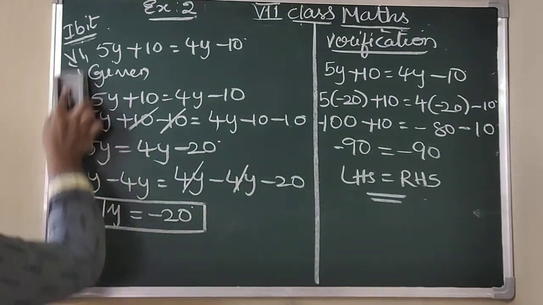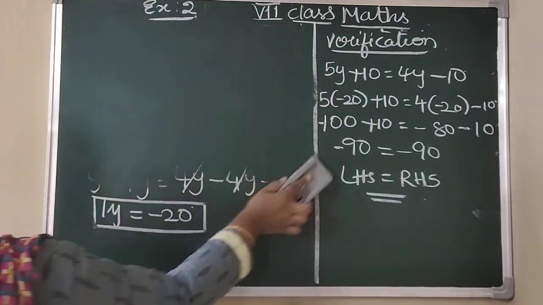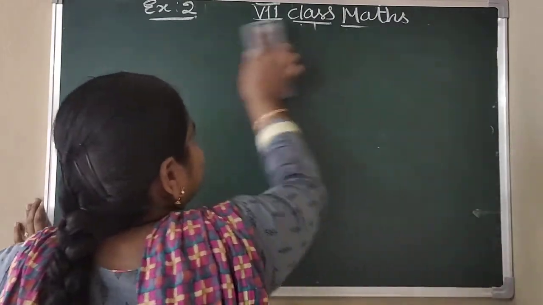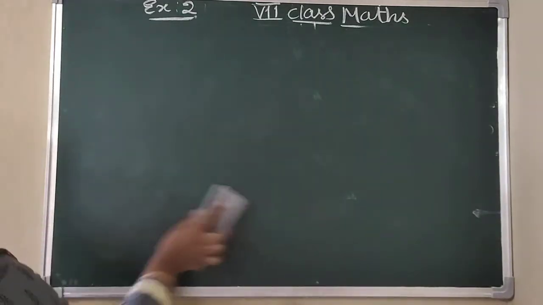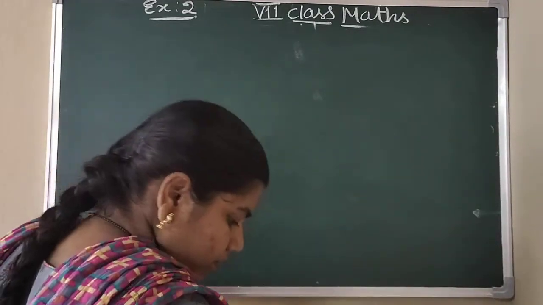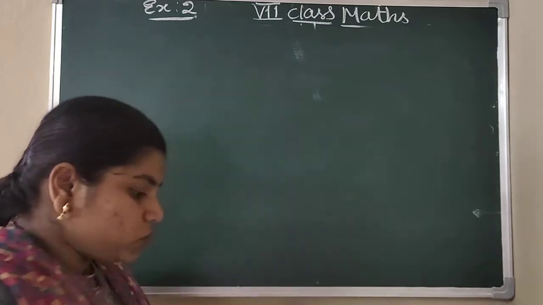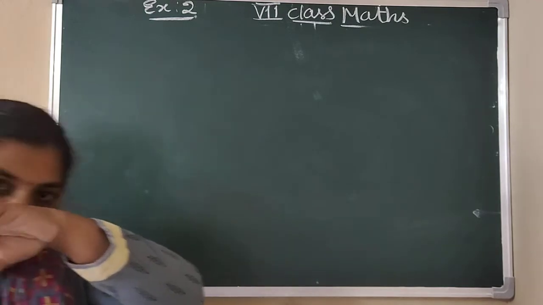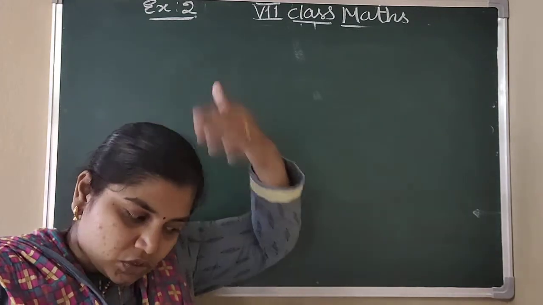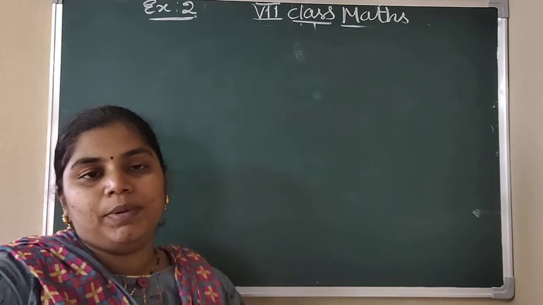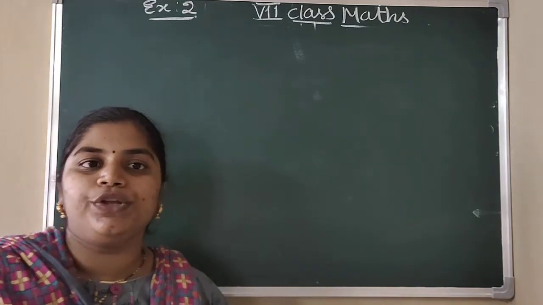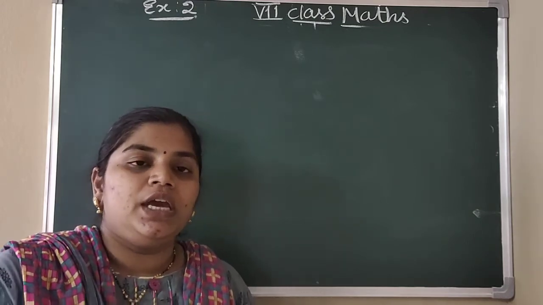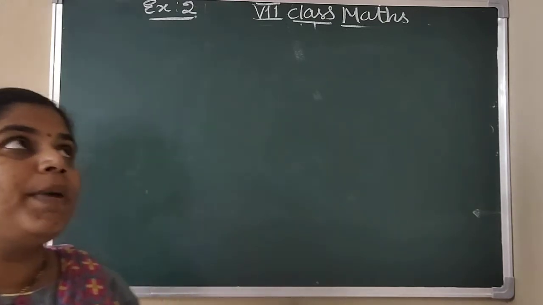Next is the second bit. Solve the following equations by transposing the terms and check your answer. Now we have to use the transposing method. So what is the transposing method? Plus will be converted to minus, minus will be converted to plus, and if it is multiplication it will be transposed to division. If it is division it will be transposed to multiplication.